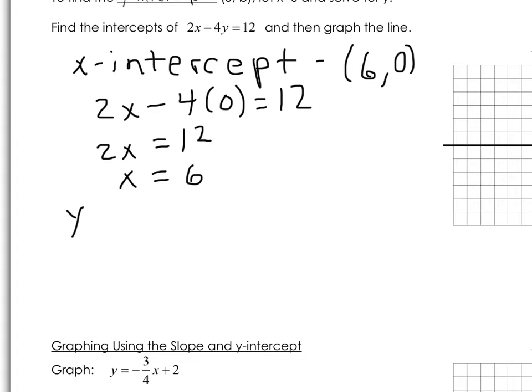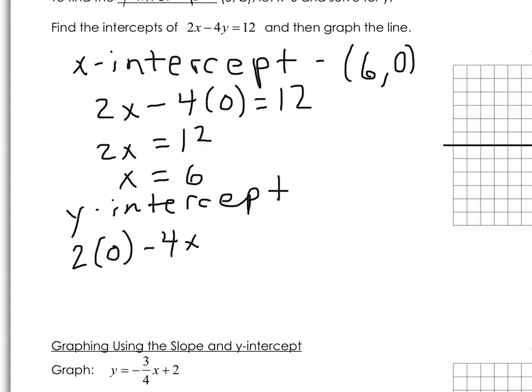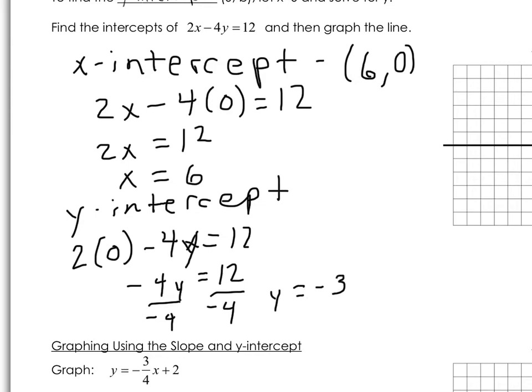How about the y-intercept? If you want to find the y-intercept, you let x be 0. 2 times 0 minus 4y equals 12. So minus 4y equals 12. Divide both sides by minus 4. And you get y is negative 3. So our y-intercept is the point (0, -3).